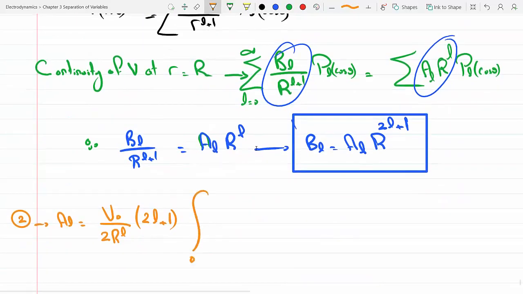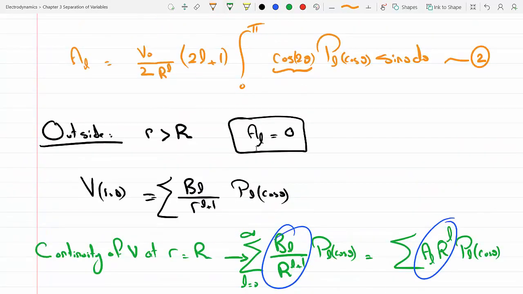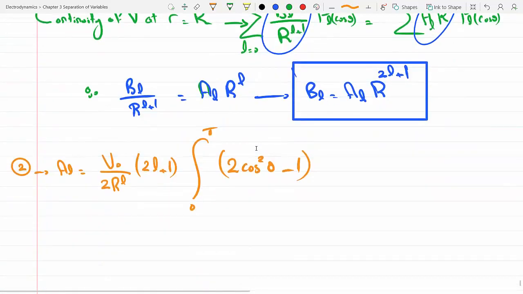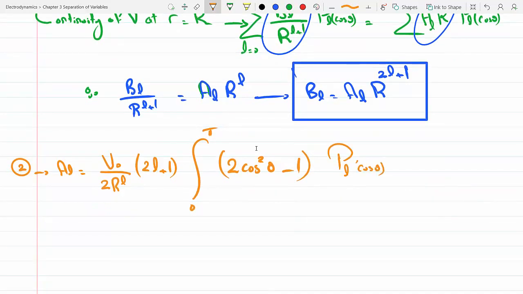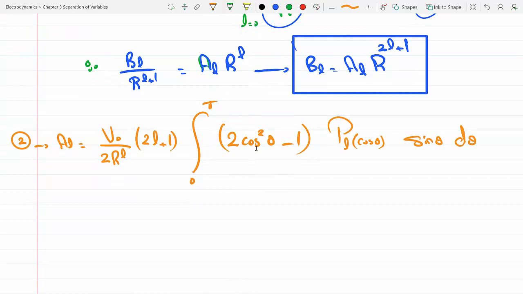Okay, now notice this cosine 2 theta is the same thing as 2 cosine squared theta minus 1. Okay, so this is a trig identity. I replaced cosine 2 theta with 2 cosine squared theta minus 1. Okay, and then I have P_L cosine theta sine theta d theta. Okay, so I'm gonna FOIL this integral.